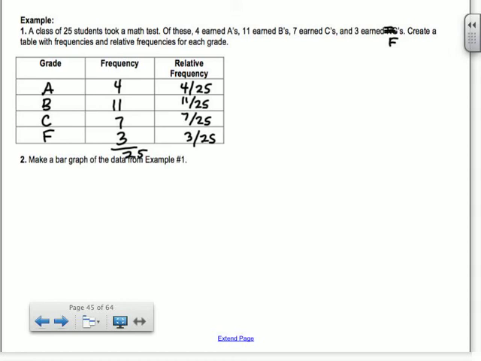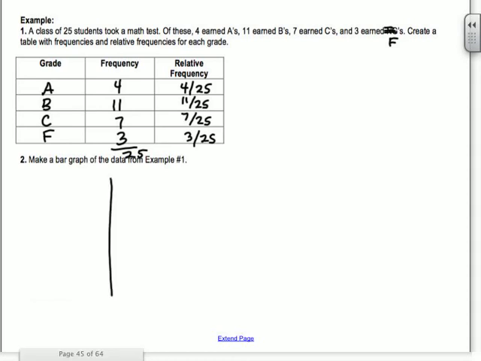Pretty straightforward, not bad. Okay, so since we're in the statistics section, we're going to make a bar graph. You guys have all probably done bar graphs, right? Yeah. Okay, so for our bar graph, you always have to label. So on the bottom, I'm going to label grade. And along the side, I'm going to label frequency. So I have different grades. I have A, B, C, and F.